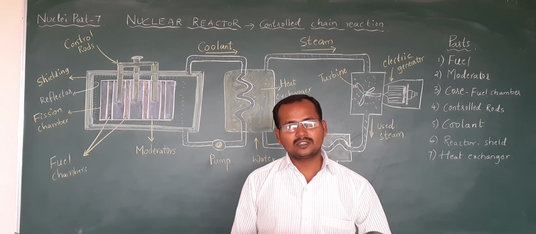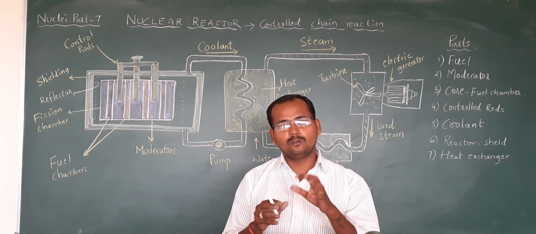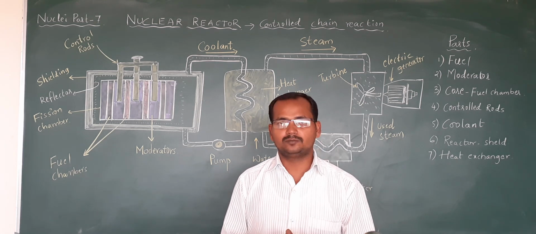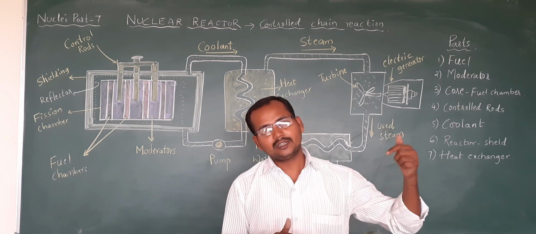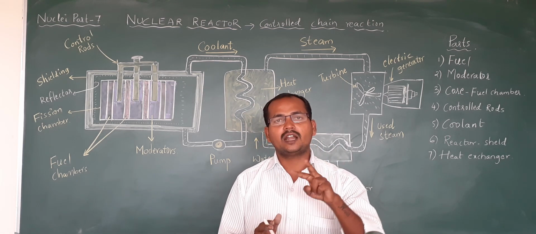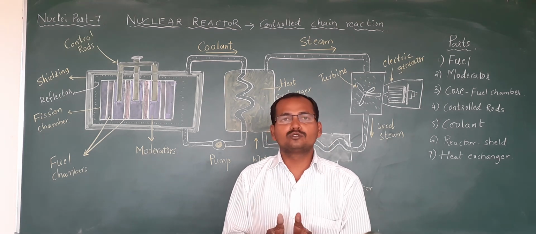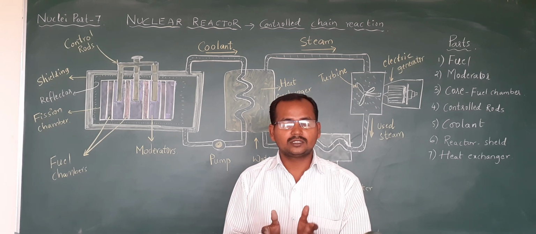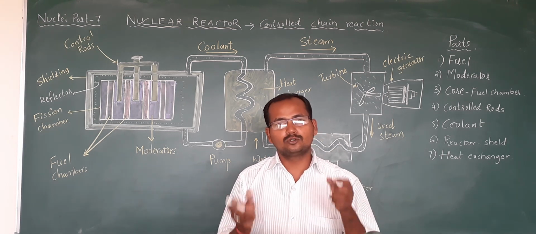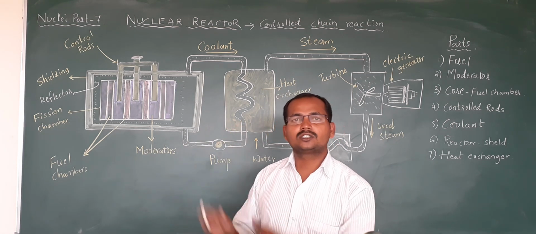For a nuclear fission to happen we need only one neutron, not 3 neutrons. But after each fission we will get 3 neutrons. Out of those, 1 neutron is necessary and the other 2 neutrons are not required. If we do not remove those neutrons, then it will be uncontrolled. If we control those 2 extra neutrons, then it will be a controlled chain reaction.